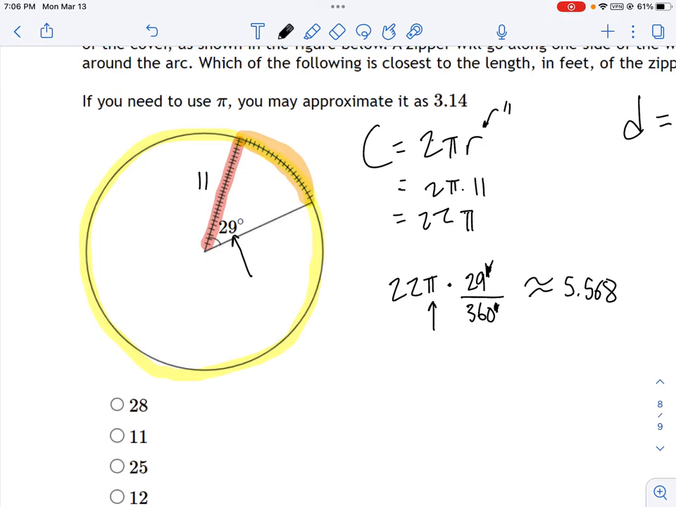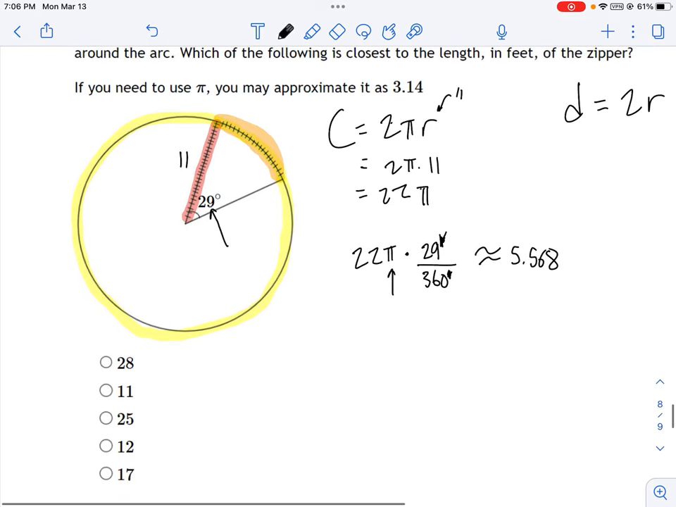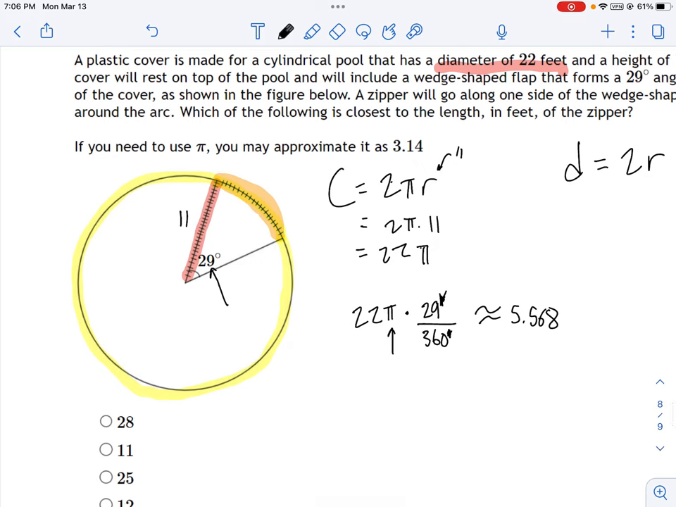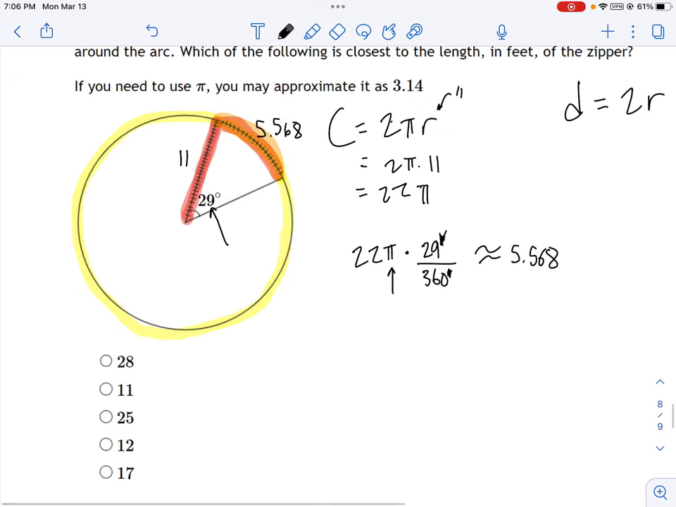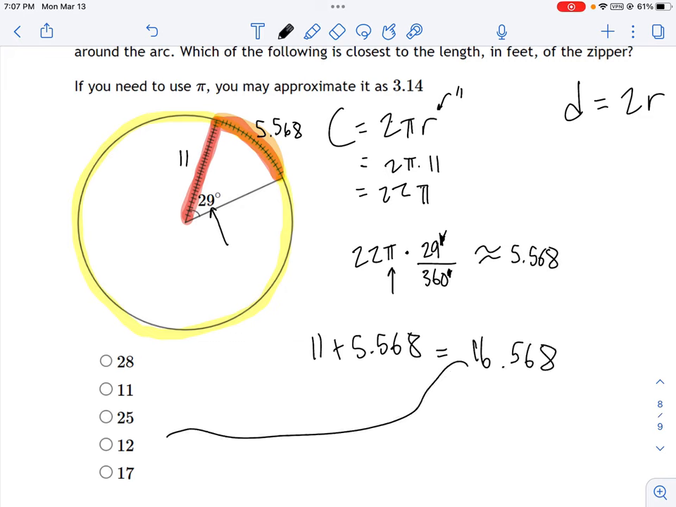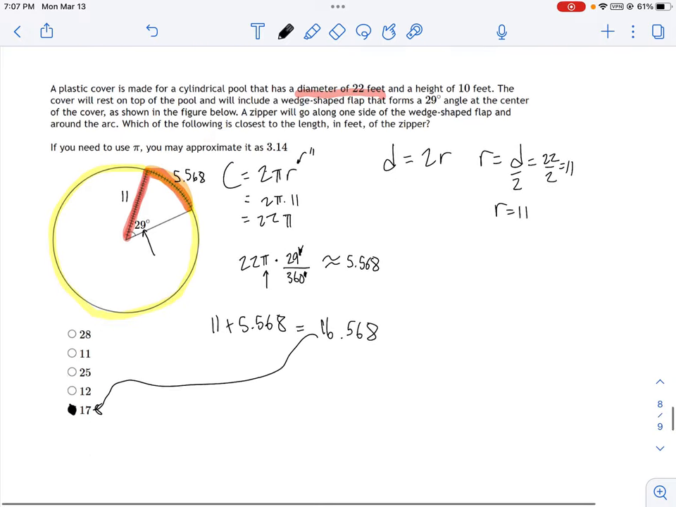Now, are we done? No. We've found this section to be 5.568. Now we're finding the length of the whole zipper. It's not just the 5.568, it's that plus the radius. Which means that we do 11 plus 5.568, and we end up with 16.568, which is closest to one of our answers, 17. And that is your correct answer for this particular set of numbers in the question.